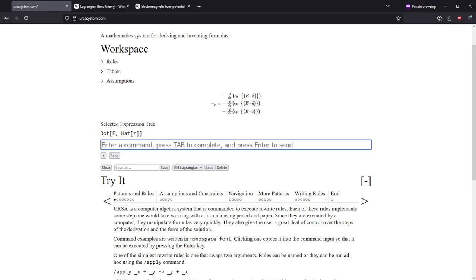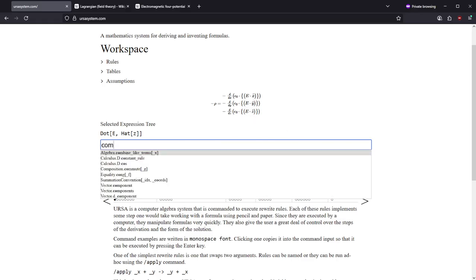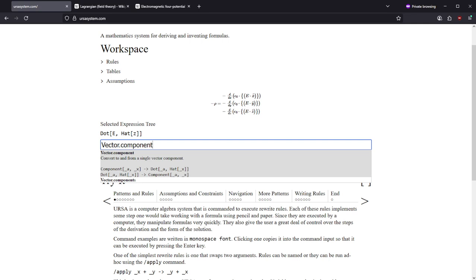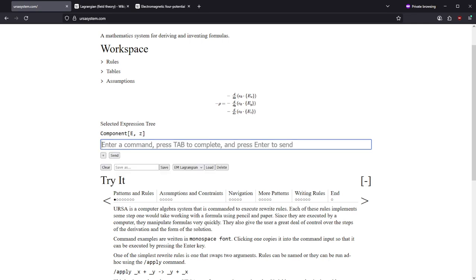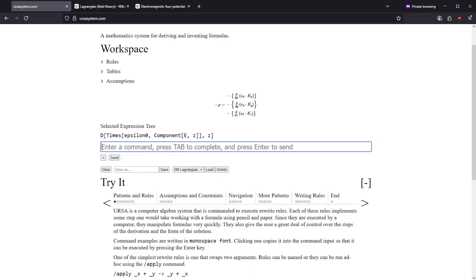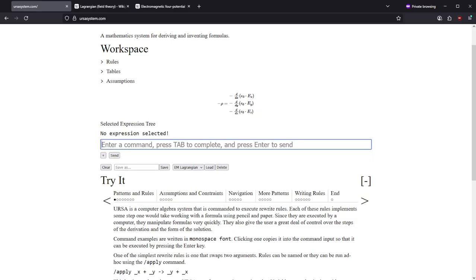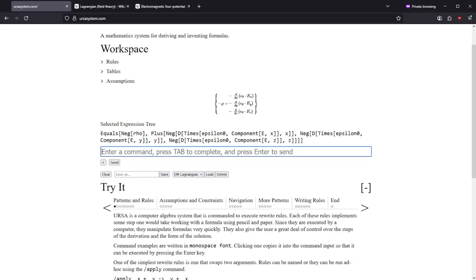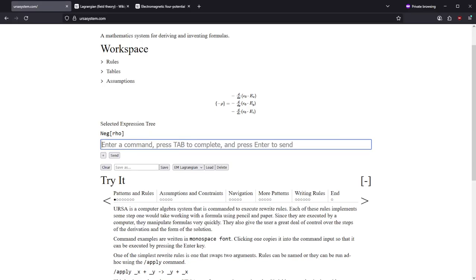And then I'll dive in here again, and here we've got E times X hat, and we've got E times Y hat, which are the components of E. And there's a rule called vector.component, which rewrites that dot product as the component of the vector. So now we've done that. Now I'll deselect again and select the top level equation.